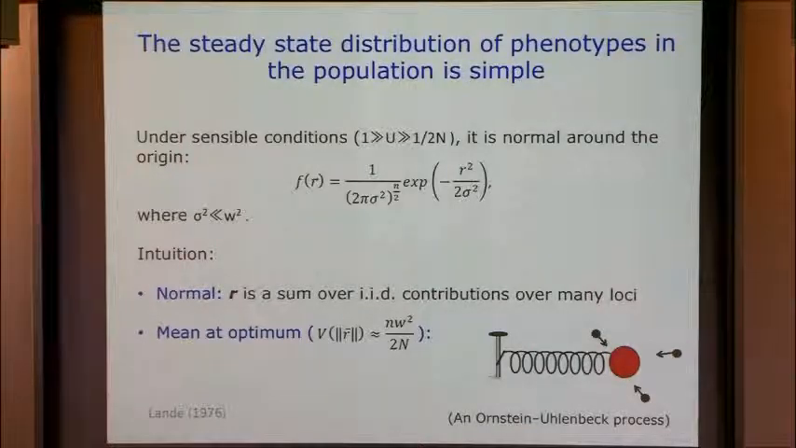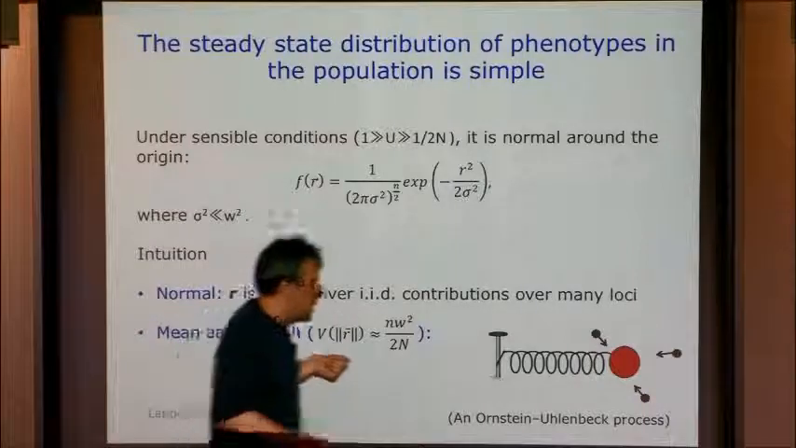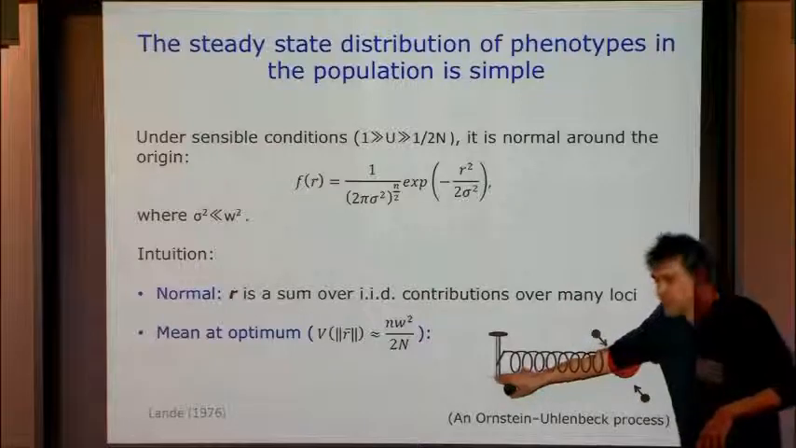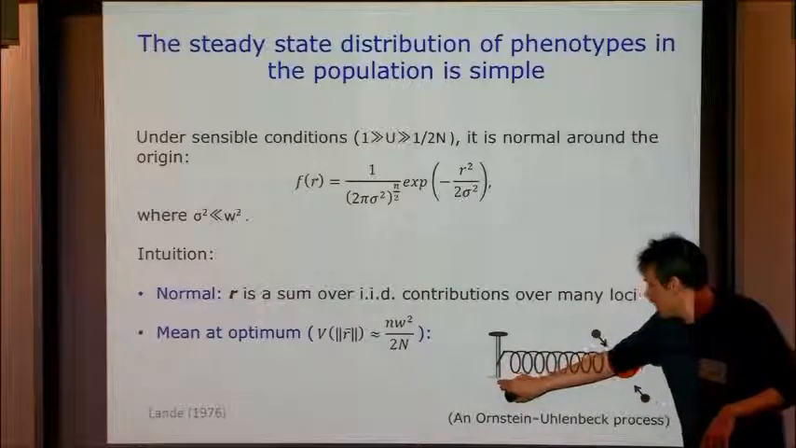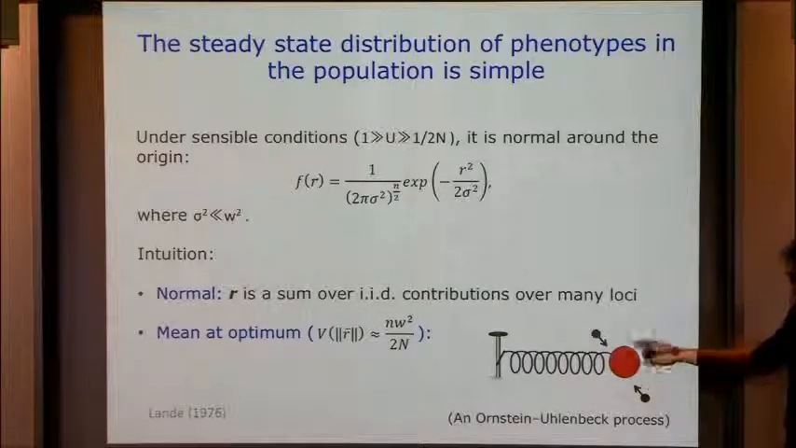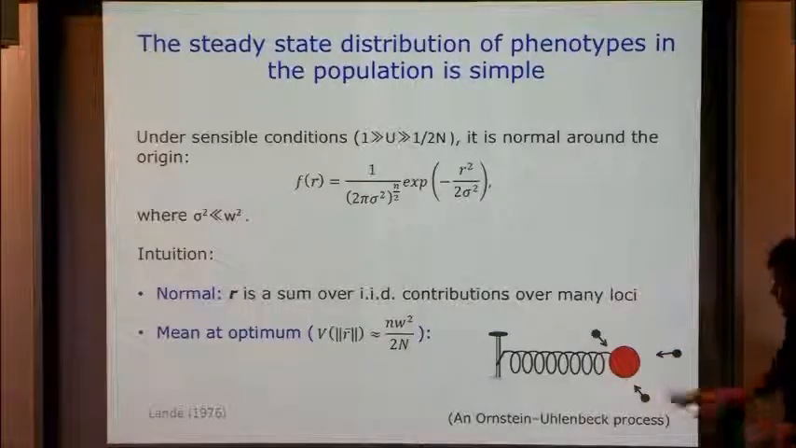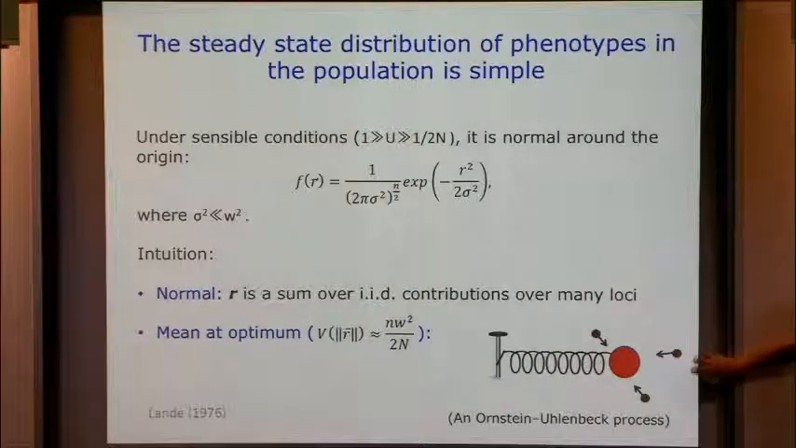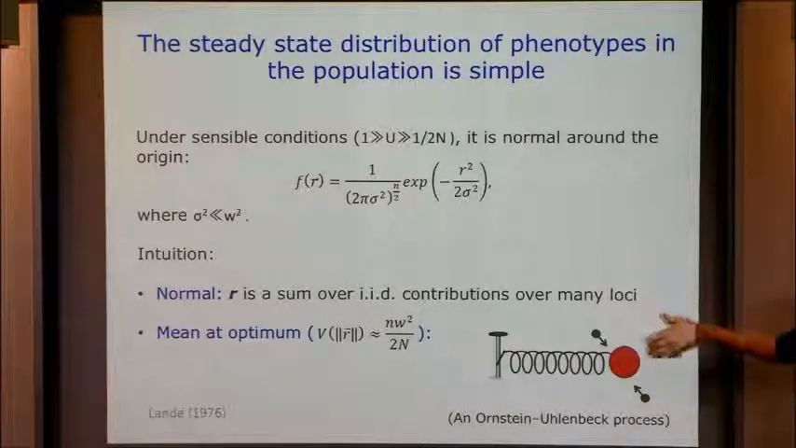The reason is that this system turns out to be equivalent to the population mean being a ball connected to a spring, where the spring is connected to the optimum, but it's in a thermal environment. You have particles hitting it. The spring is equivalent to selection. The more displacement you have, the stronger selection becomes, so you can't wander very far away. And these fluctuations correspond to mutations and drift.